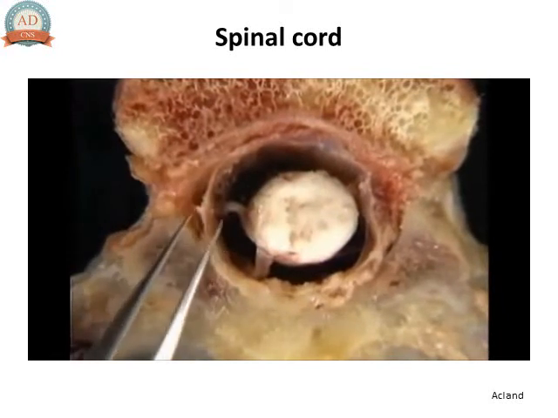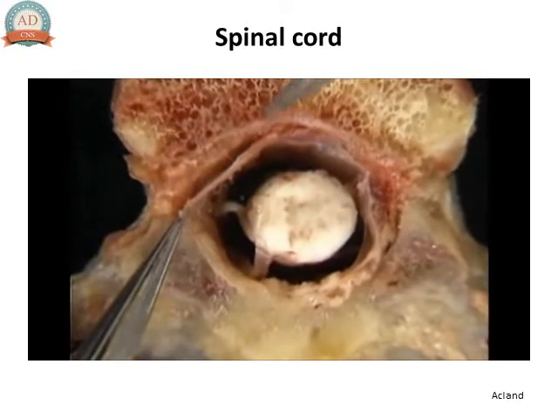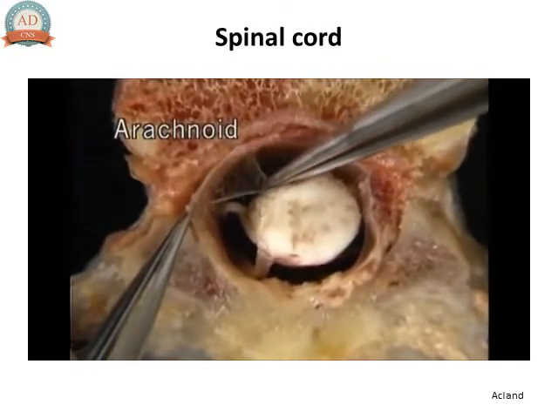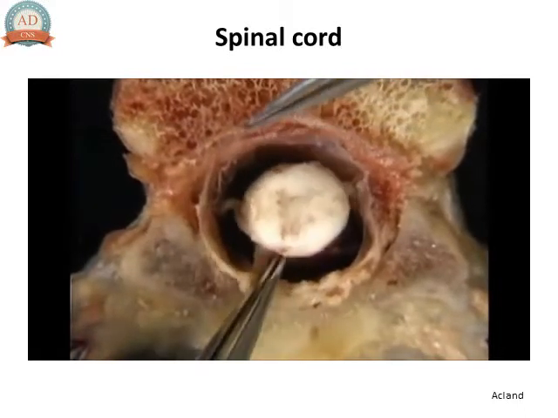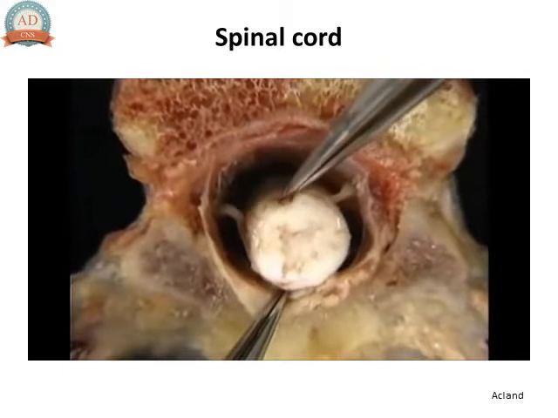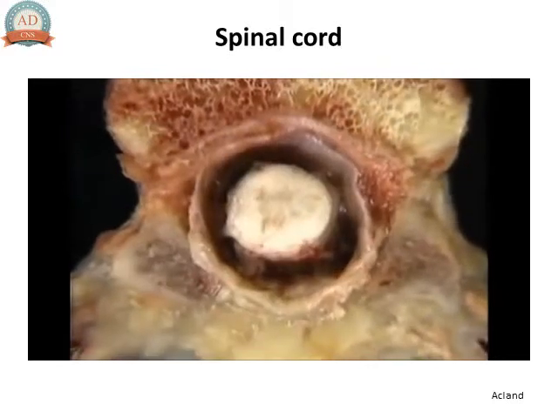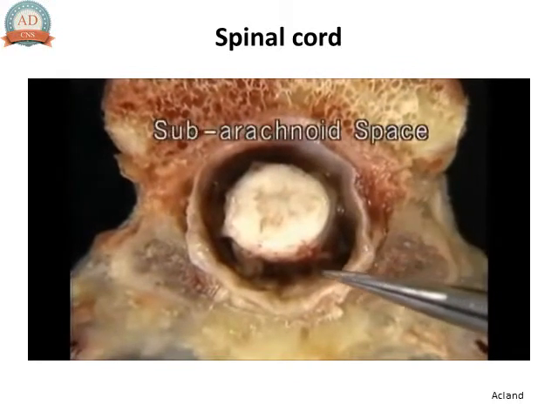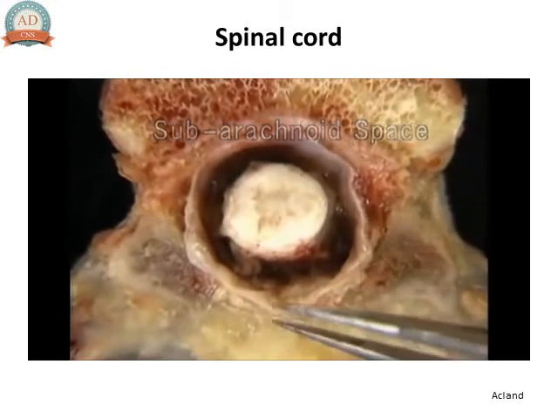The spinal cord lies within this strong protective layer, the dura. The dura is lined on the inside by a loosely attached membrane, the arachnoid. The cord is covered on the outside by a firmly attached membrane, the pia. The space between the arachnoid and the pia is called the subarachnoid space. In life, it's filled with cerebrospinal fluid.